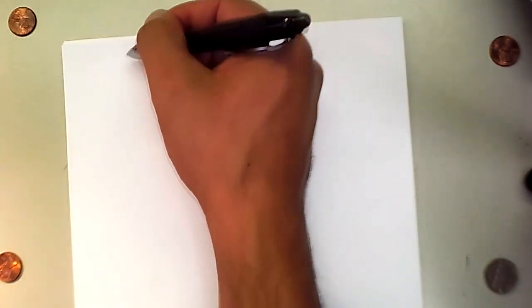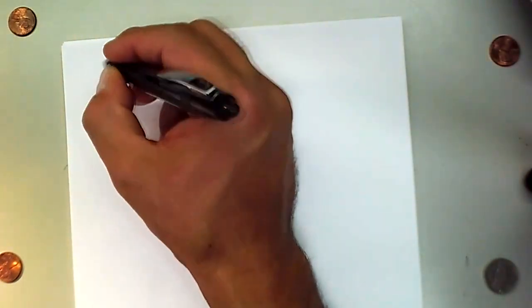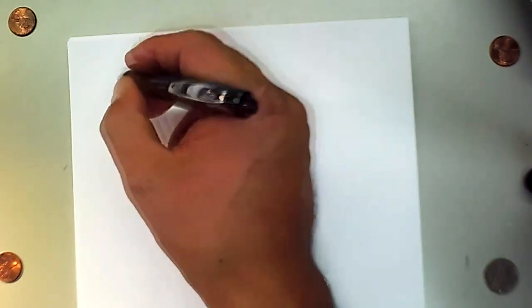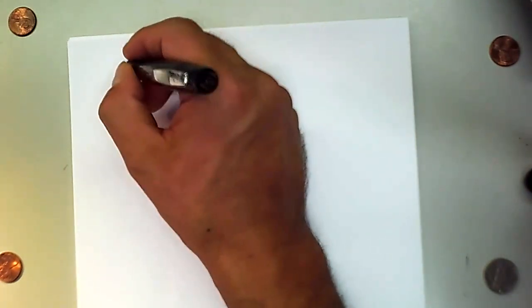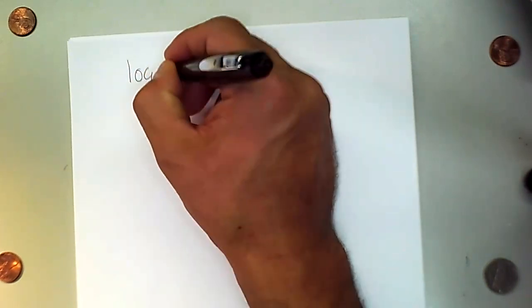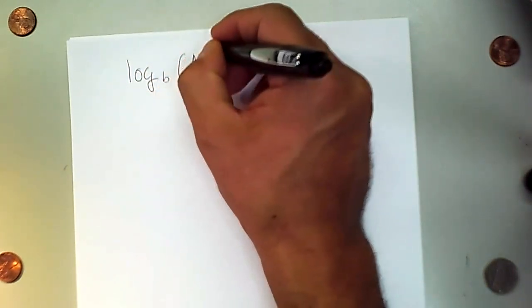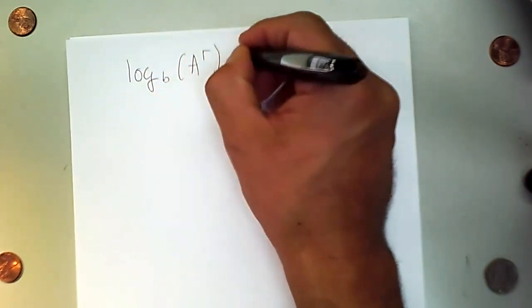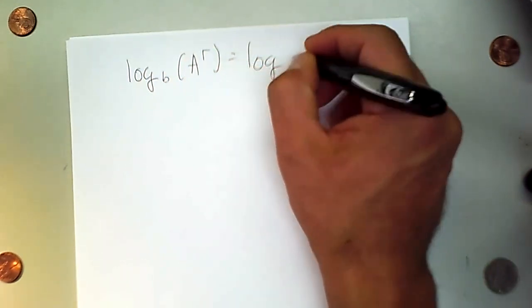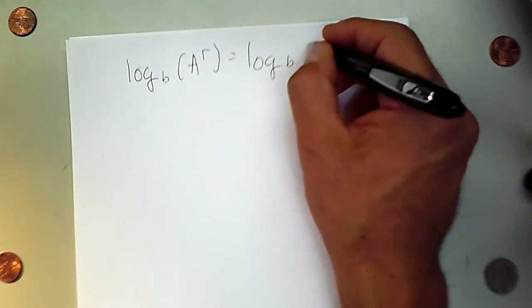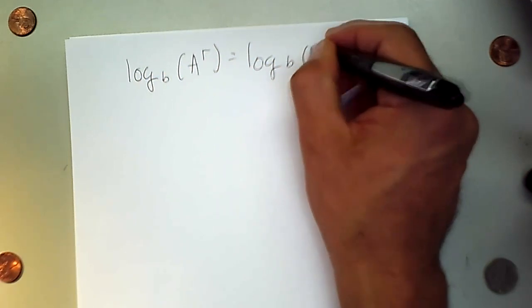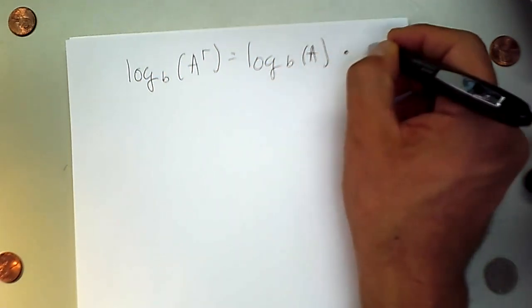Let me talk a little more about the third property. Let me write it again. The logarithm in base b of a to the power r is equal to r times the logarithm base b of a. Oh, but I now remember what I was doing here.